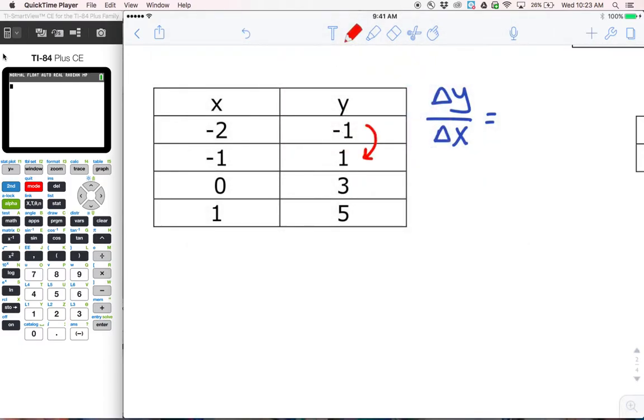How are my y's changing? Well, -1 to 1 looks like I'm adding 2, so my y's are changing by adding 2. And my x's are changing, -2 to -1. Let's see, that would be just adding 1, so that would be a +1. And then you simplify: +2 over +1, you're dividing, it's just 2. So that is my slope.